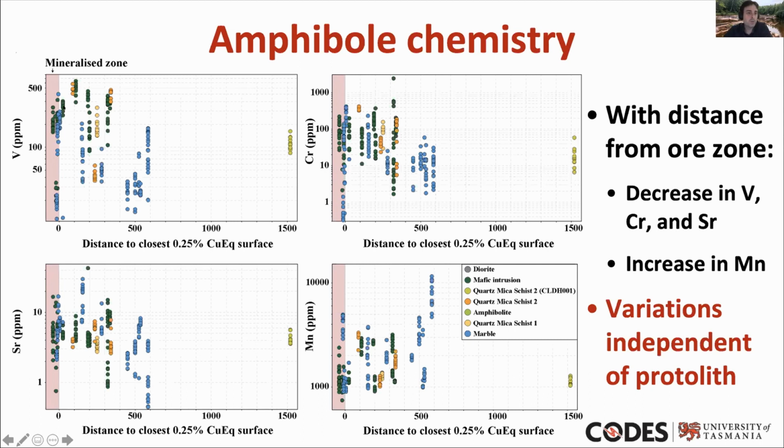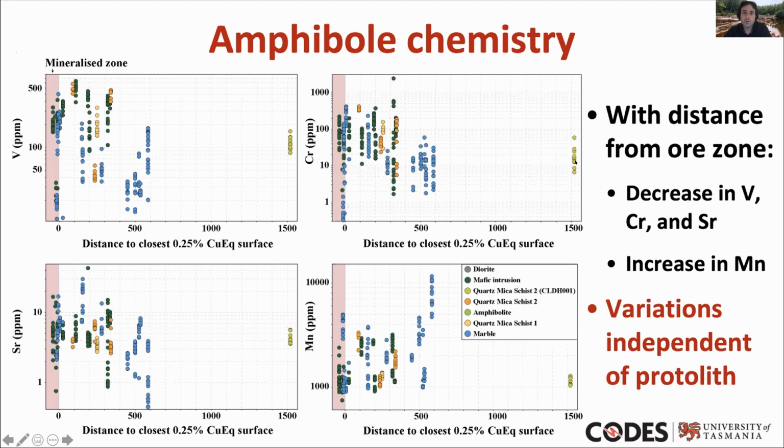This is true regardless of the rock type. There's marble in blue, mafic intrusions in green, and this orange one is the quartz mica schist. They all show a progressive decrease in vanadium as you go out. The same thing is true with chromium. There might be a bit of a plateau up to 100 to 200 meters, but there's still a decrease, and it doesn't matter if it's the marble in blue or the mafic intrusion in green. They both show a decrease as you move away from the deposit.